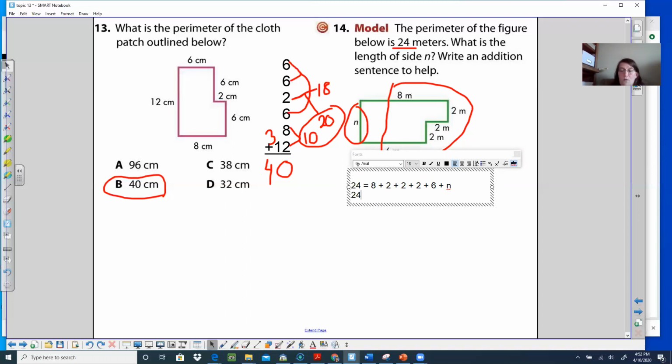So we still have the 24 because our total is still 24. So we just found that all of that, I think, added up to 20 plus n. So we have to think 20 plus what is 24? Hopefully you just went, oh, it's got to be 4. 4 is going to be equal to n. So hopefully you figure that out with me.